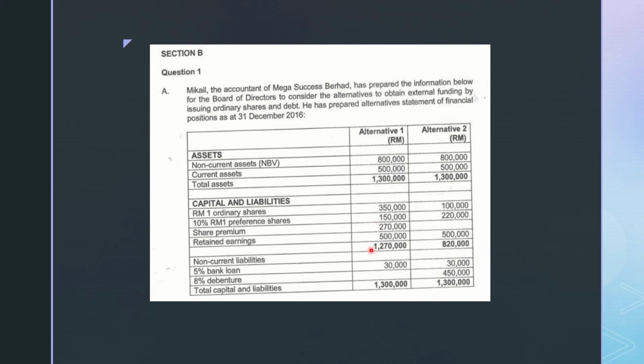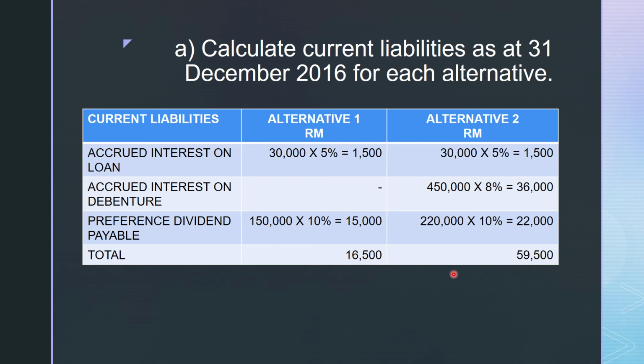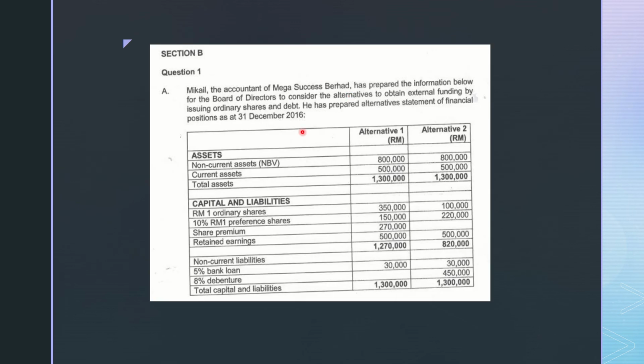Total capital for the first alternative is 1.27 million. For the second alternative, 820,000. Non-current liability for the first alternative, bank loan 5%, 30,000. The second alternative is also similar, and an 8% debenture for the second alternative at 450,000. And you need to calculate the amount of current liability as at 31st December 2016. You are only given this information.